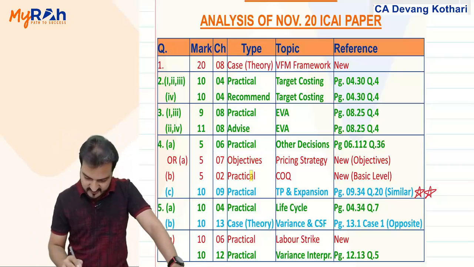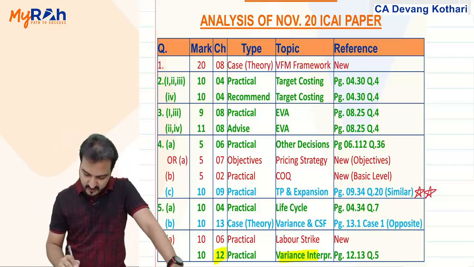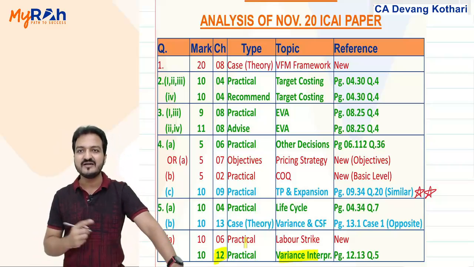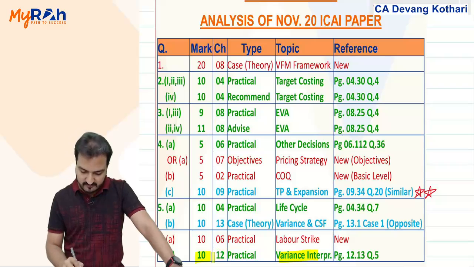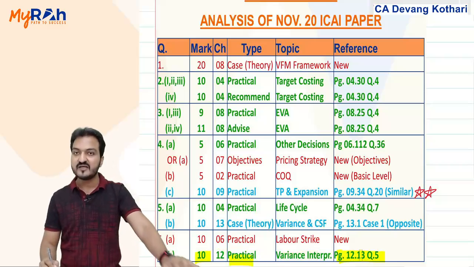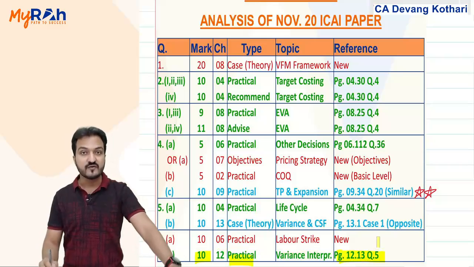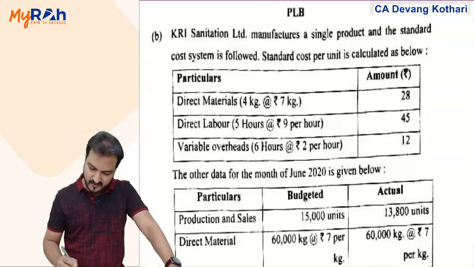Question 6B, that is from chapter 12, variance calculation. It is a simple question for interpretation of variances. It is a 10 marks practical question, and it is exactly the same as my book, page 12.3, question number 5. Let's see.